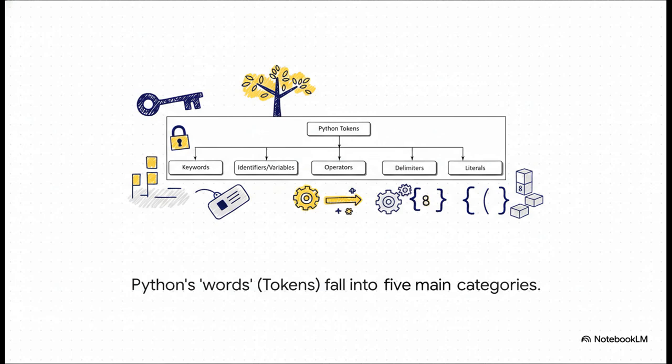All of Python's words, its tokens, fit into 5 main categories. You could almost think of them like parts of speech in English. We've got keywords, which are special reserved words, identifiers, which are names we create, and operators, which are symbols that do stuff. For now, let's focus on those last 2, because they're the ones you'll use the most.